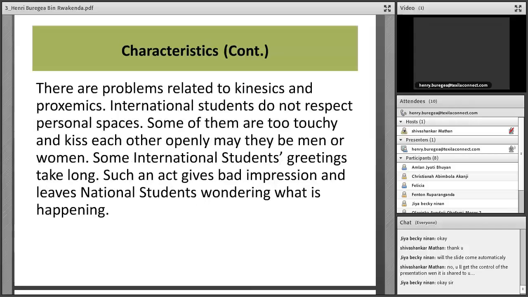So there were problems related to kinesics and proxemics. Hello, Mr. Henry. Yes, hello. Three more minutes. Okay, another three more minutes available for you.